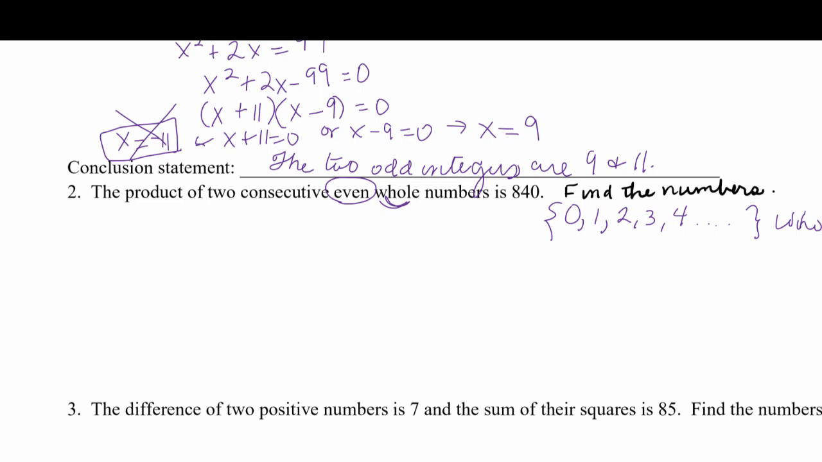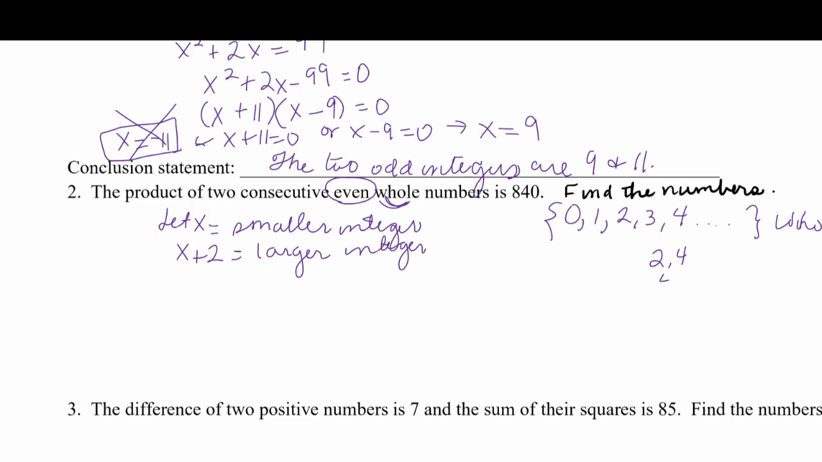So we're going to let x, once again, represent our smaller integer. And because pairs of even numbers are 2 away from each other, we will write x plus 2 as the larger integer. Right? Because again, let me remind you, pairs of even integers, 2 and 4, 4 and 6, 6 and 8, right? These are consecutive even integers and they're 2 units away from each other. Okay, our product is 840. So again, we're going to take our small integer x, multiply times the larger integer x plus 2, and that equals 840.